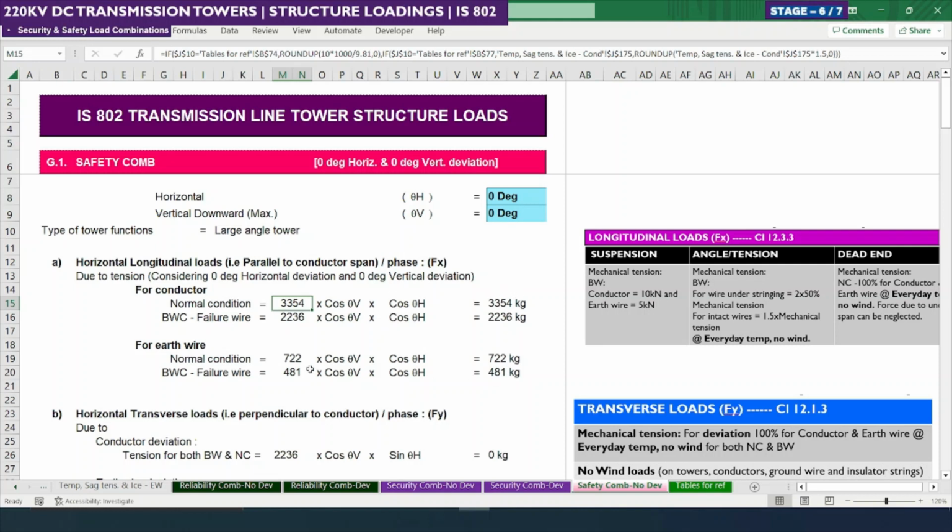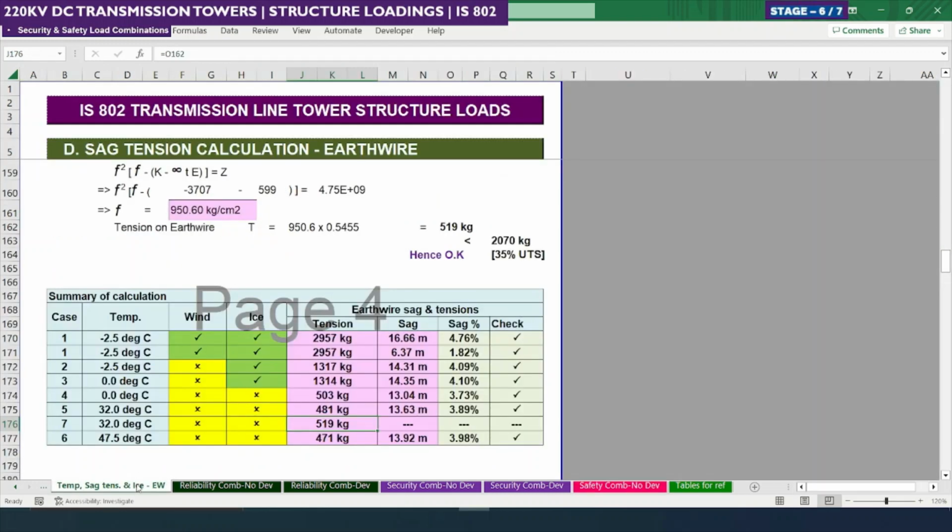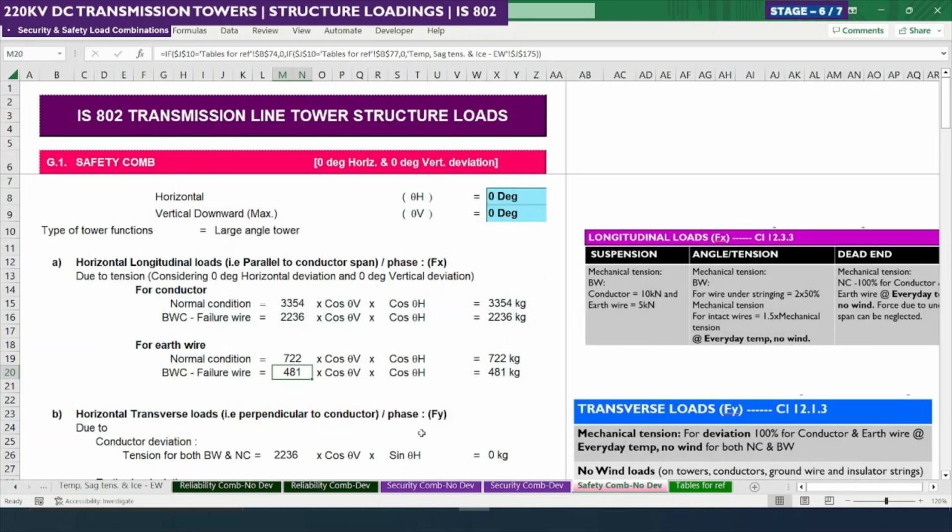Similarly, in case of earth wire also, for normal condition we need to consider 1.5 times mechanical tension, and for broken wire condition it is 2 into 50%. So we can see here everyday temperature, no wind, no ice, it is 481 kg. So we are considering the same value here.